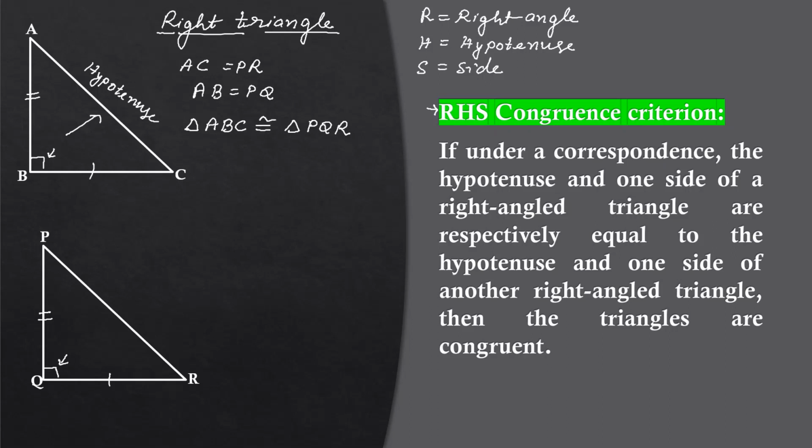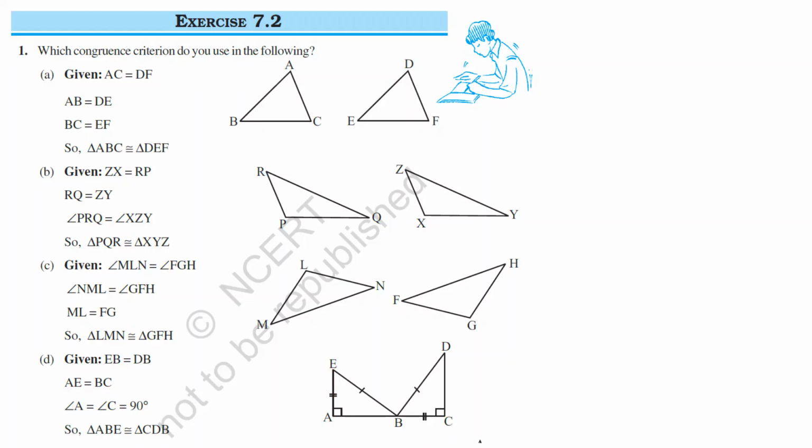So for the same, we are going to start with the exercise, that is the second exercise of your NCERT book. So this is exercise 7.2, where the first question says, which congruence criteria do you use in the following? So the question says we have AC is equal to DF, that means this side is equal to this. AB is equal to DE, that means this is equal to this, and BC is equal to EF.